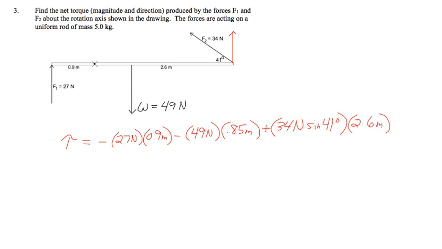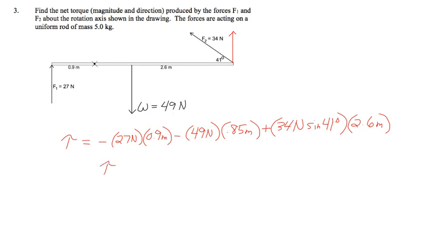Now, notice I went right to putting in numbers. You could write this as F1 times L1, and then W, and F2 and L2. But when you're doing these problems, you're not really doing much algebra. You're just adding them all up. So it's fine to go directly to plugging in the numbers. Those who mess up on these types of problems mess up on the L's. If you get these right, you're going to get the answer right.